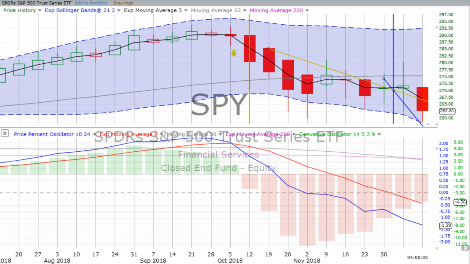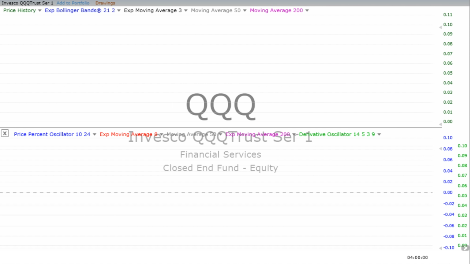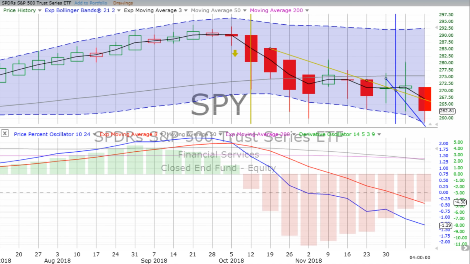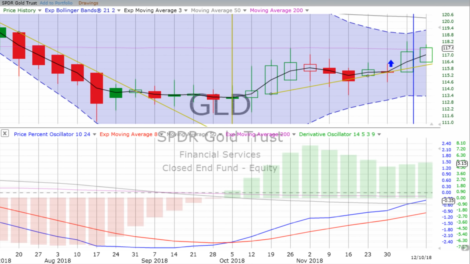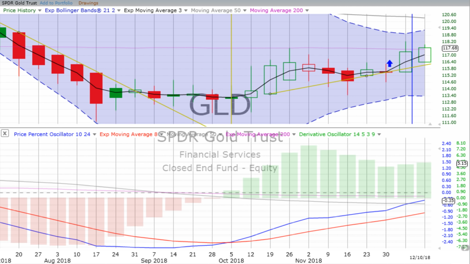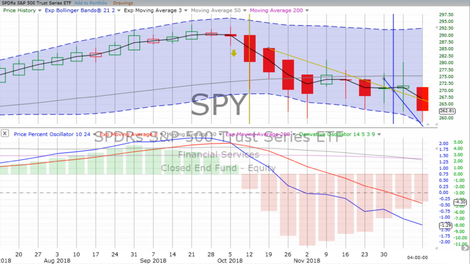Stocks up for the day. The NASDAQ 100 really up over 1%. The S&P 500 up 0.20%. We see bonds also up about 0.5%. Gold down 0.36% as always. Let's jump into the S&P 500.